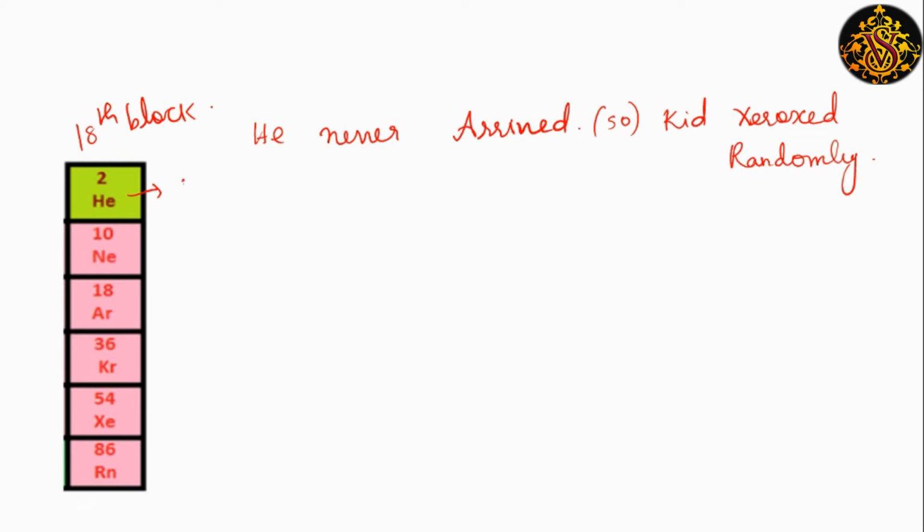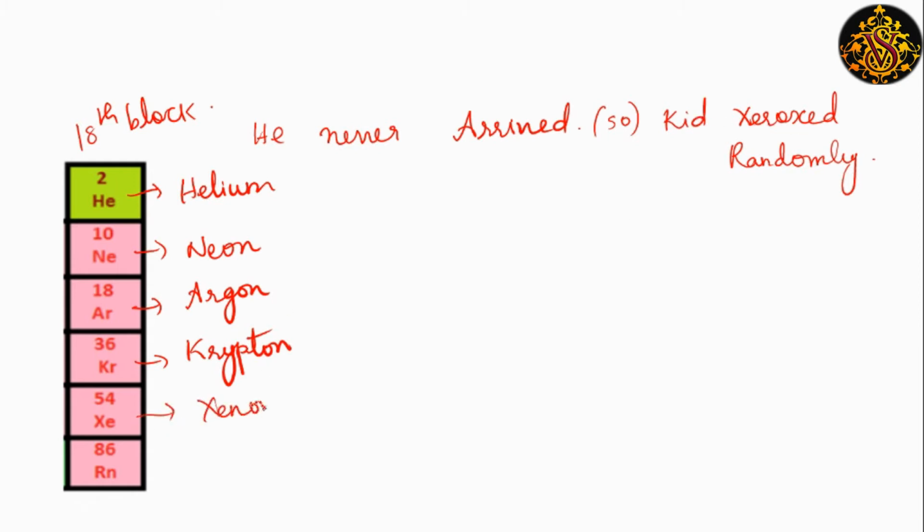He, helium. Ne, never, neon. Ar, arrived, argon. Kr, krypton, that is kid. And xeroxed, Xe is xenon. And Rn, radon, so randomly, radon. Just remember the sentence so you can easily remember the elements.